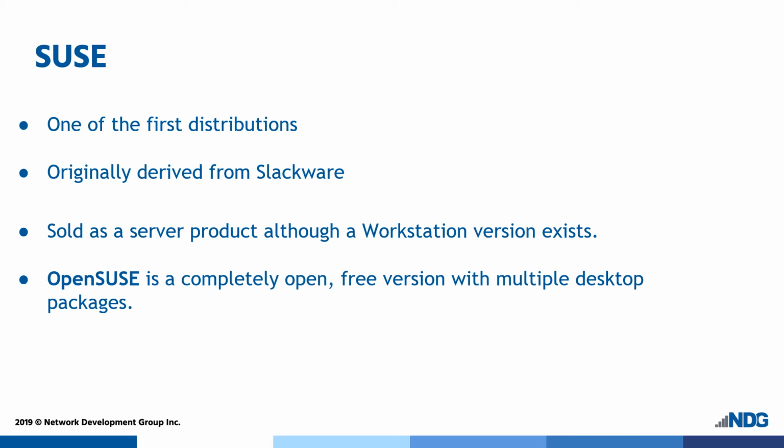Next in the Linux distributions is SUSE, one of the most comprehensive Linux distributions. It has many similarities to Red Hat Enterprise Linux. The original company was purchased by Novell in 2003, which was purchased by the Attachmate Group in 2011, and the Attachmate Group then merged with Micro Focus International in 2014. And in 2018, SUSE announced plans to go forward as an independent business. SUSE Linux Enterprise contains proprietary code and is sold as a server product, and OpenSUSE is a completely open, free version with multiple desktop packages.